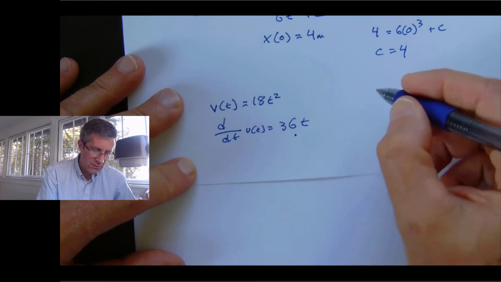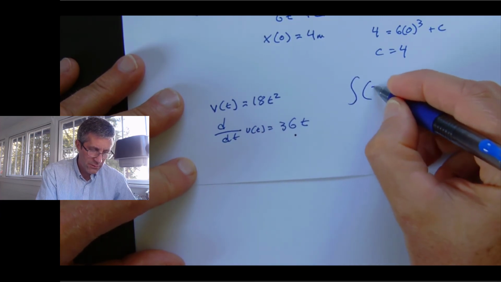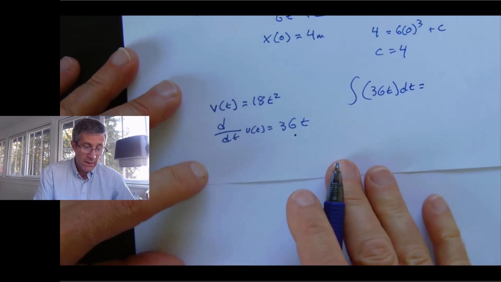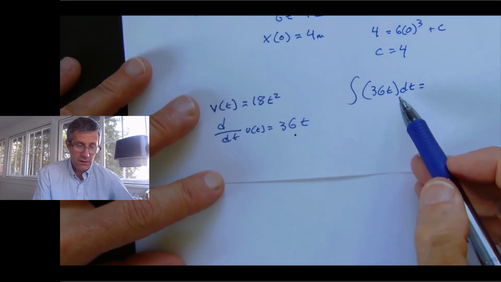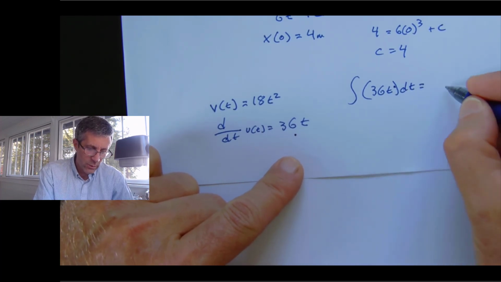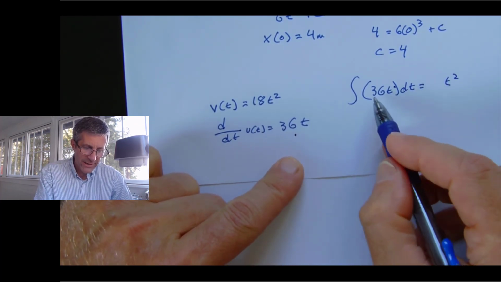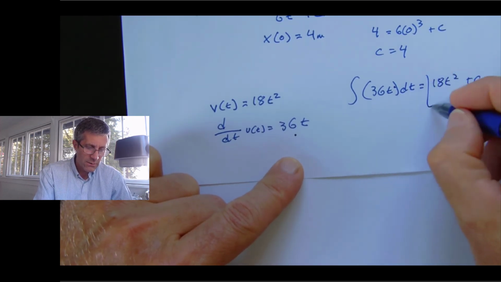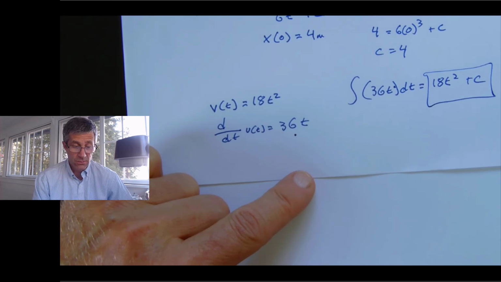So if I take the integral of 36t with respect to t, now I'm going to do the reverse of what I did for the derivative. I'm going to raise the exponent by 1, so now I have t squared. And I'm going to divide by that new exponent, so I'll get back to 18. And I want to add some constant in there because I don't know.